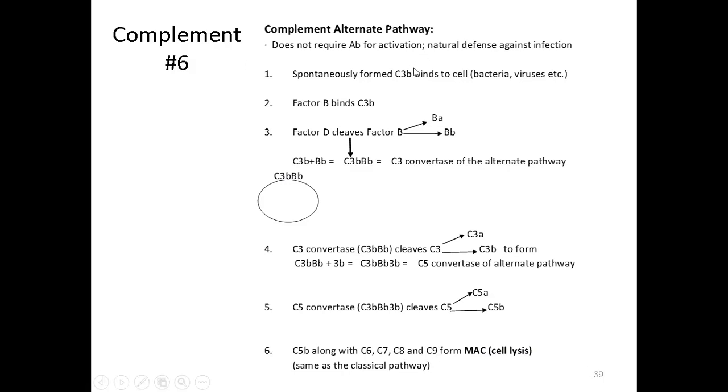Both arms of complement, classical and alternate, both have a C3 convertase that cleaves C3 and a C5 convertase that cleaves C5, even though they may be composed of different pieces, and they both end up in C5, 6, 7, 8, and 9 forming MAC, and MAC basically destroys the cell. Okay? Classical is used mostly with antibody, immune complex initiation. Alternate is done with infectious agents. That's basically what you need to know.